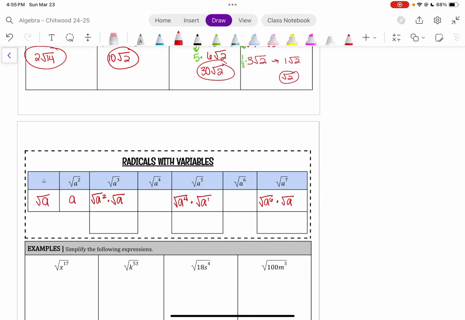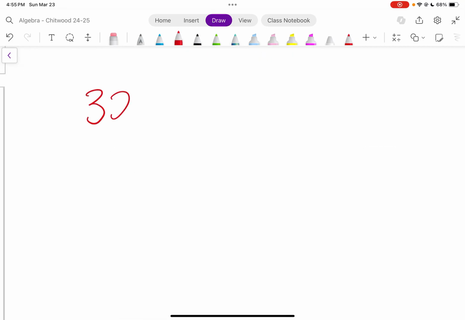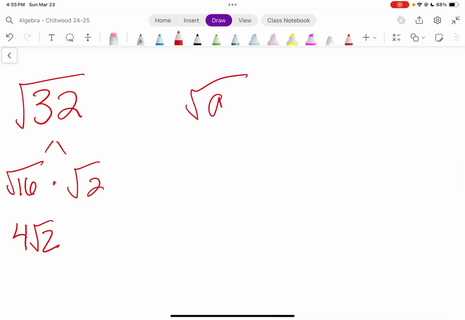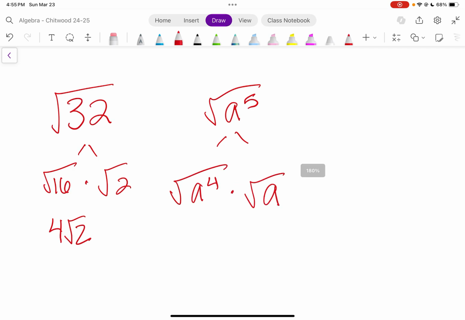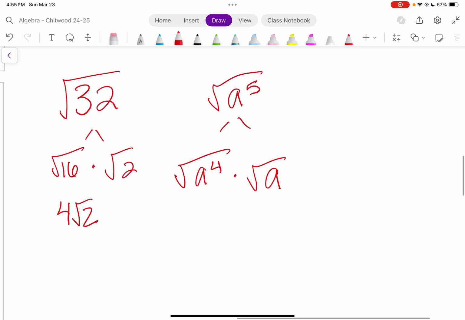So if it's an odd number, you're going to have to break it apart. The same way if I have 32, that's a non-perfect square, I have to break it up into the square root of 16 and the square root of 2. One's a perfect square, the other is not. It's very similar to if I have the square root of a to the 5th, that has to be broken up into an even amount and a non-even amount, the greatest even number you can get. So I would have a to the power of 4 times the square root of a, or the square root of a to the power of 4 times the square root of a. That's how we're breaking it up the same way.